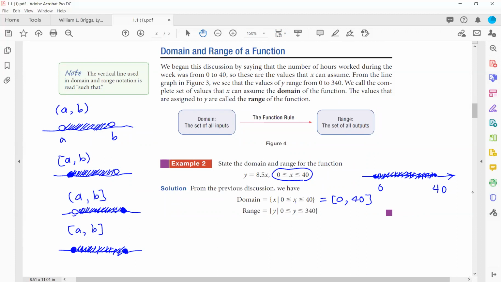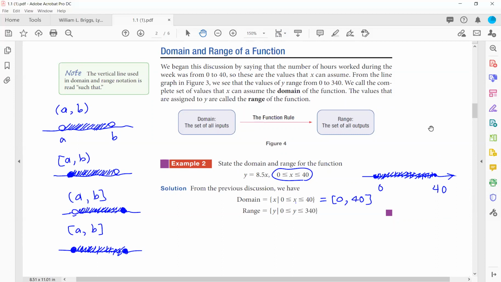That's why we use closed brackets here. Since 0 and 40, both of them are included here. We can actually see this equality on the left and right-hand side. That's why you use closed brackets. Okay, this is our domain. Set notation, interval notation, and that's how we visualize the domain of the function.